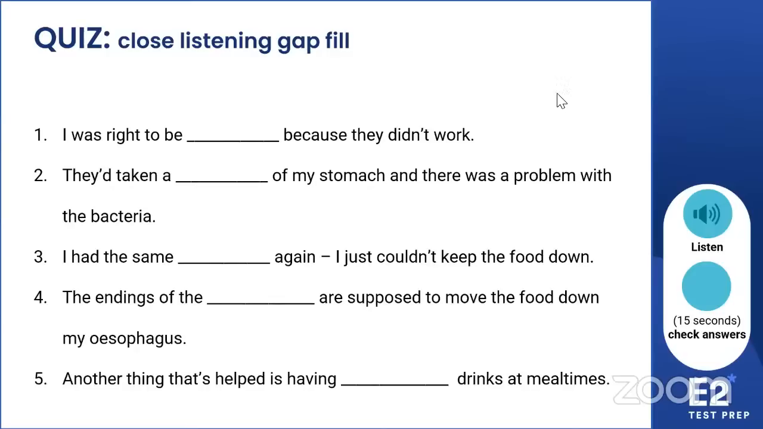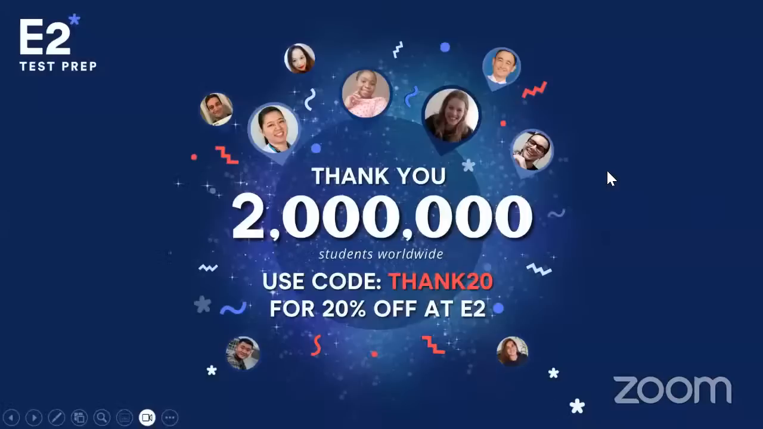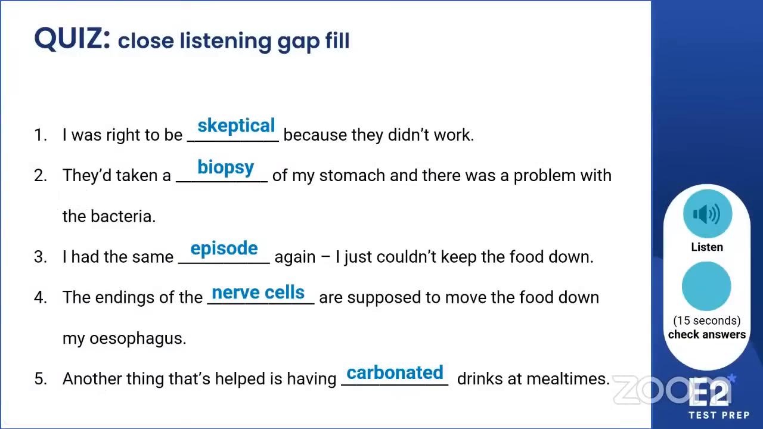Oh, well done, Cleo. Wow, Cleo's got all of them. Brilliant. So we've got skeptical, biopsy, episode, nerve cells, and carbonated. All right, so well done there.